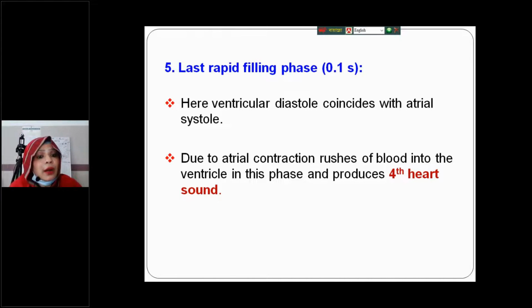We cannot hear the third and fourth heart sounds by stethoscope. Only the first and second heart sounds we can hear using a stethoscope. Later on I will discuss this whenever I discuss heart sounds. So only when the fourth heart sound occurs during the last rapid filling phase.